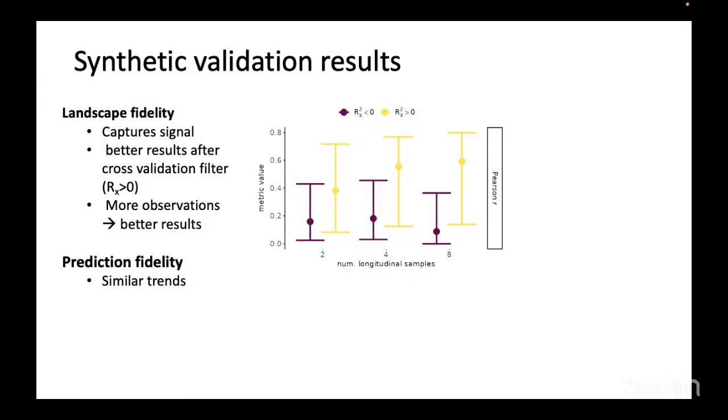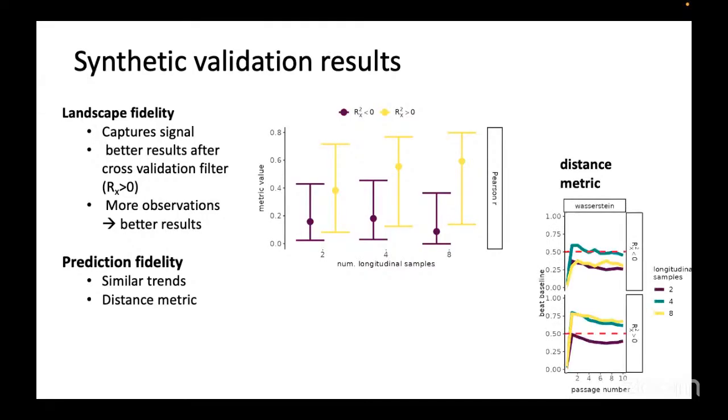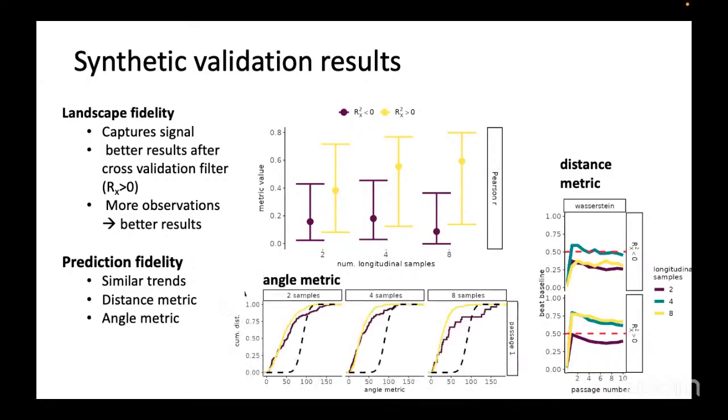In the evolutionary prediction fidelity, it's kind of similar trends as the landscape. So with the distance metric, so you're really looking down here, beating the baseline. So after the validation filter, with more longitudinal samples, we do beat that baseline at least half the time. And the angle metric here, so that is the dash line, and you can see that we're sort of to the left of that. So it's kind of working on all our metrics in the synthetic data.